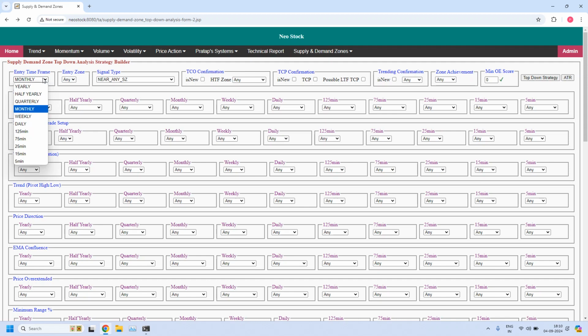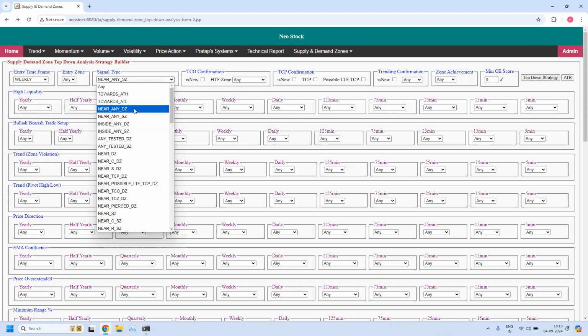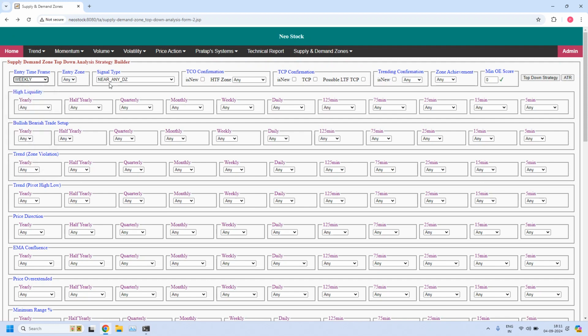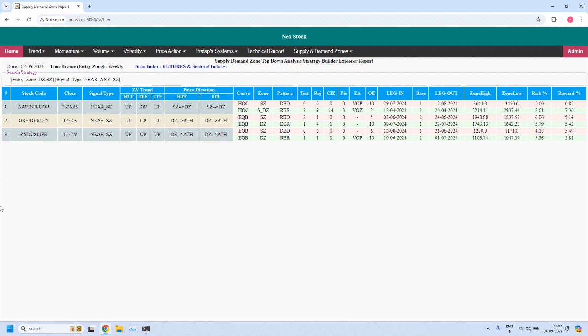Next time frame is weekly. Let us find the stocks near weekly demand zone. Seven stocks are filtered. Next, for the weekly time frame, let us find the stocks near weekly supply zone. Three stocks are filtered.